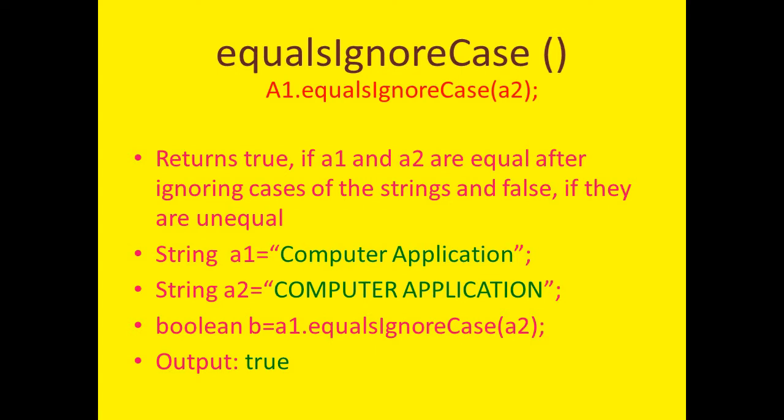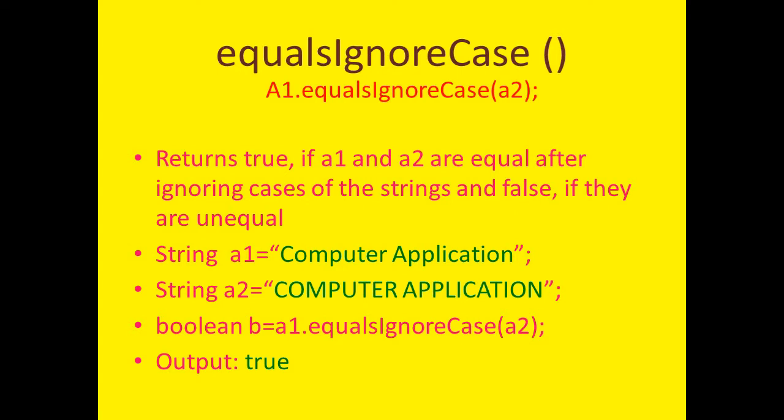In the first string, we can see the value "computer application", a mixture of capital and small letters. In the second string variable, we can see the value "COMPUTER APPLICATION" fully in capital letters. Here, how can you use this function? First we write the string name a1 dot equalsIgnoreCase bracket, write the second string name and close the bracket, put the semicolon. Then you will get the answer true, because this function will not consider the case.